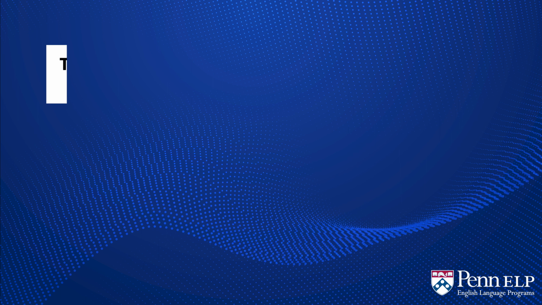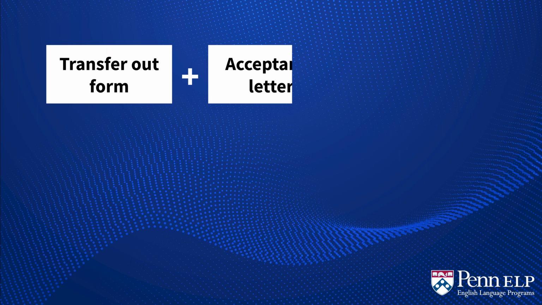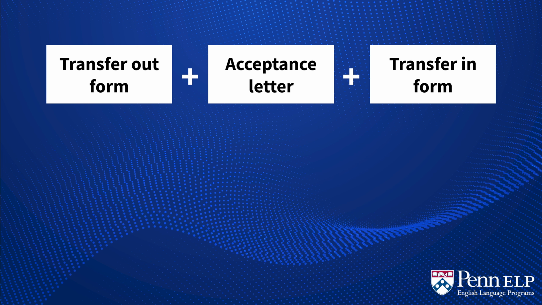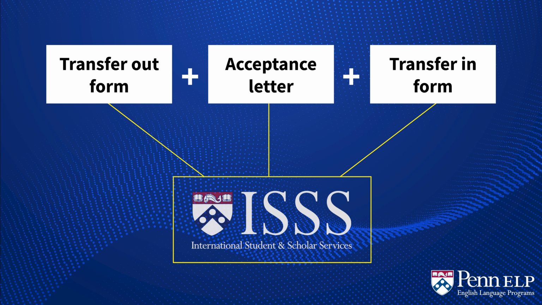Once they have received your transfer out form, your acceptance letter, and your transfer-in form, the enrollment office will send your transfer out request to ISSS. This can take about a week to be processed.